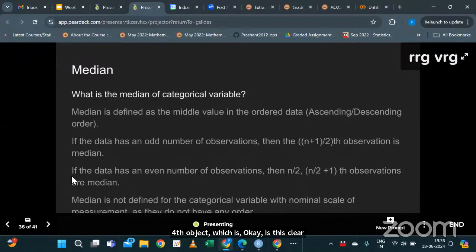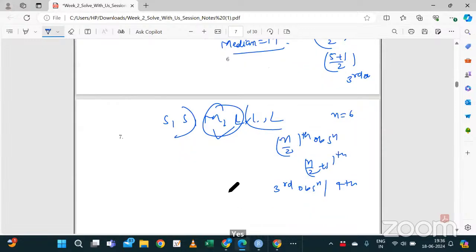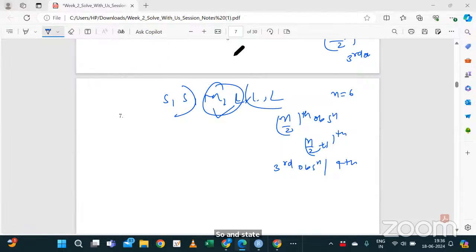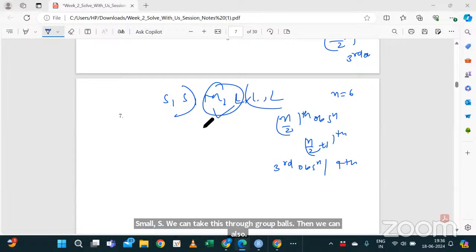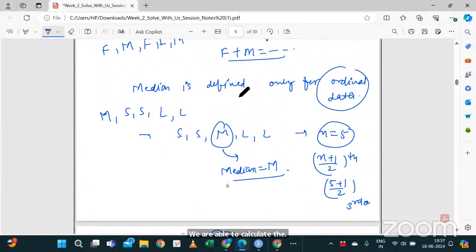I have a doubt. Can you explain it? What is your doubt? Sir, instead of taking small, medium, large, we can take true, false, false. Then we are also able to calculate the median. What I told you is that median is defined only for ordinal data, not for nominal data.